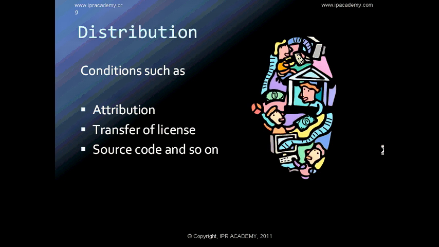Now, most of the open source software licenses come with distribution conditions. While some of them have very restrictive distribution conditions, others have simple and easy to follow distribution conditions. The conditions may range from giving attribution to the person who has created the software, or maintaining the notice of copyright with respect to the person who holds copyright on the software, to making the source code available during distribution, and also transferring the license along with the software when you distribute it to somebody else.